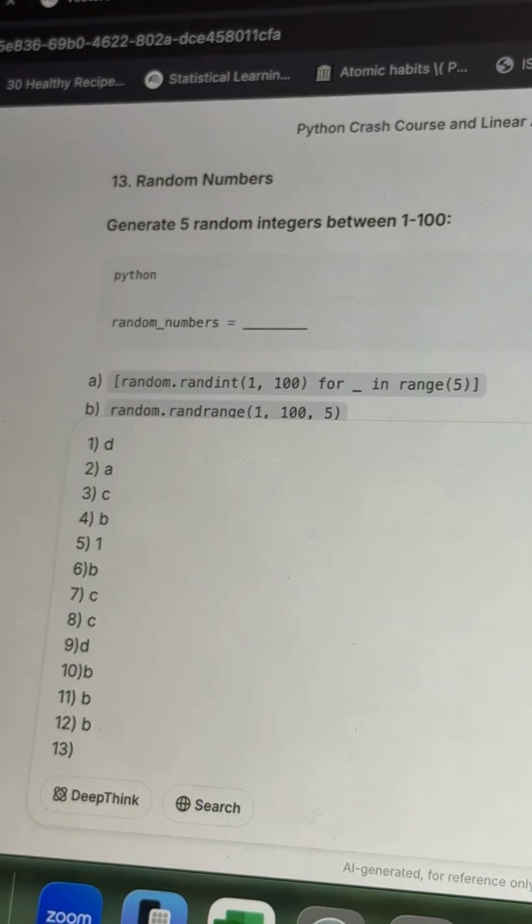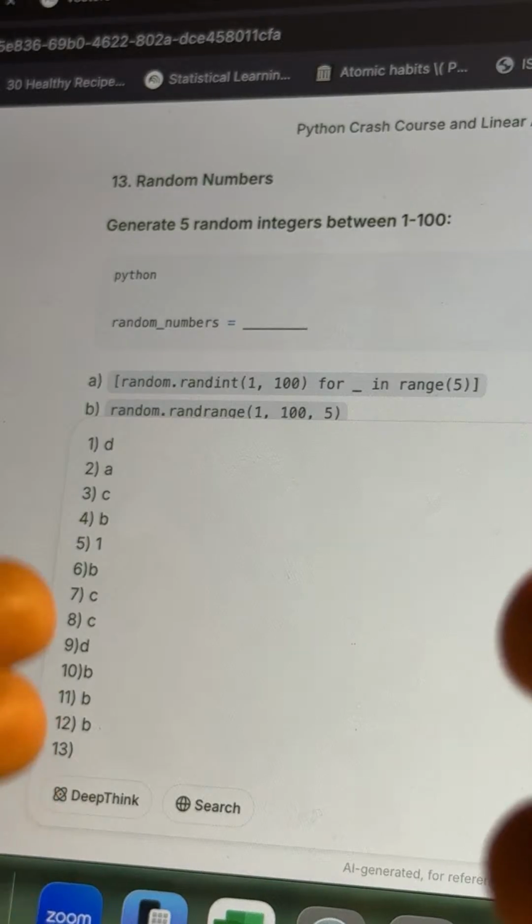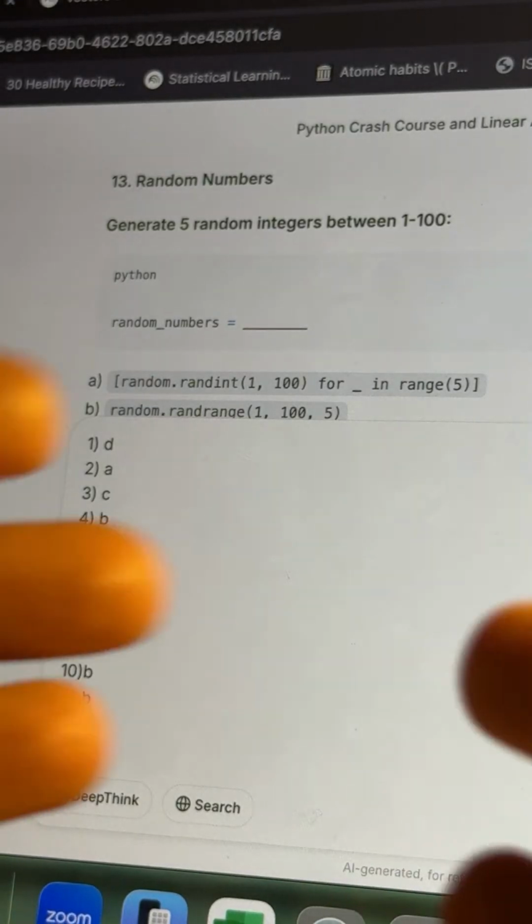So random numbers generate. By the way, guys can talk. It's okay, you're not distracting me. It keeps me focused because I don't want to.